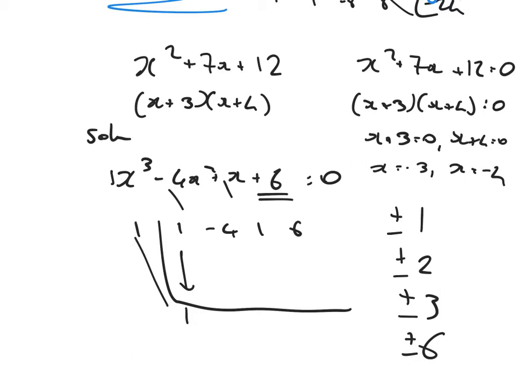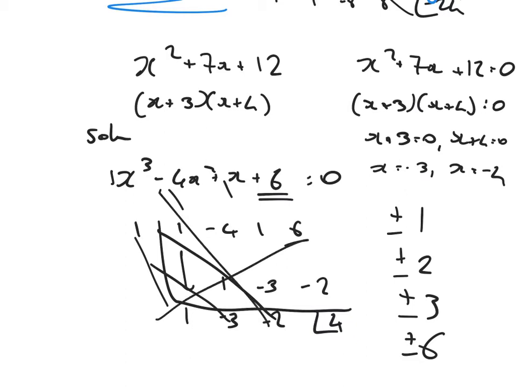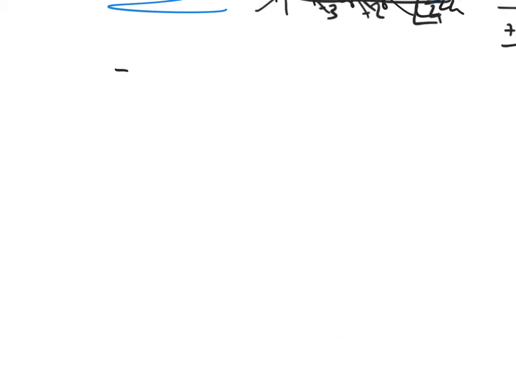Okay, drop the 1 down. 1 times 1 is 1. 1 minus 4 is minus 3. Minus 3 times 1 is minus 3. Minus 3 plus 1 is minus 2. Minus 2 times 1 is minus 2. 6 minus 2 is 4. That's a non-zero remainder, so 1 didn't work. Okay, this time let's try minus 1.